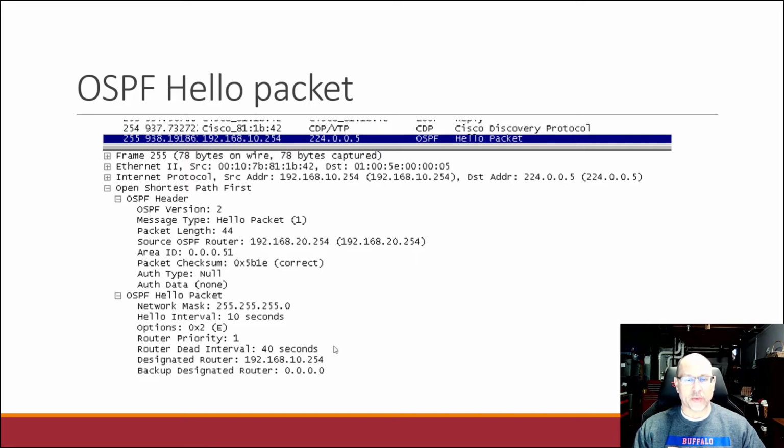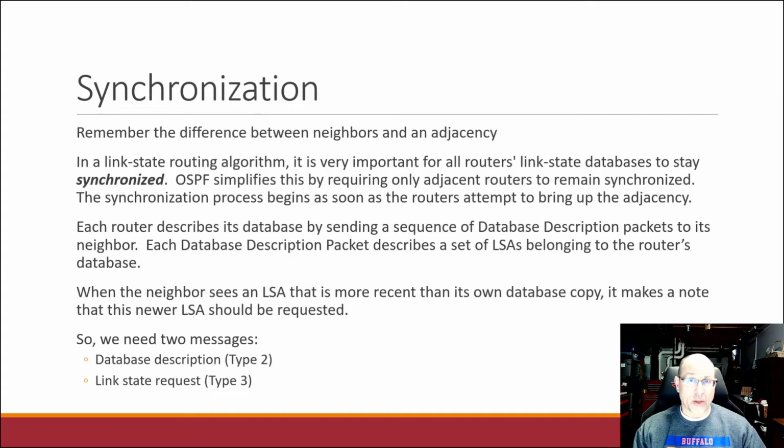So we can see who sent this to us, or who the designated router was, how often these messages are going to come out, and then the router priority. Well, let's talk about another process within OSPF, and that is synchronization. So we have to remember the difference between neighbors and adjacency. All OSPF routers that share the same network are neighbors. They don't all establish an adjacency.